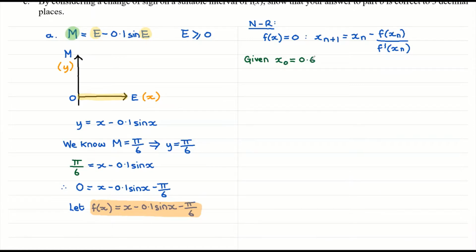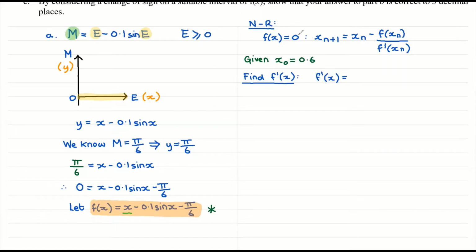To do that, I'm just going to start off by going back to our f of x. We're going to need to differentiate this. So differentiating f of x, we need to find f dash x, and then we can write down our iterative formula. So f dash x is going to equal, just differentiating f of x term by term, firstly, we've got the x term here. That's just going to become 1.